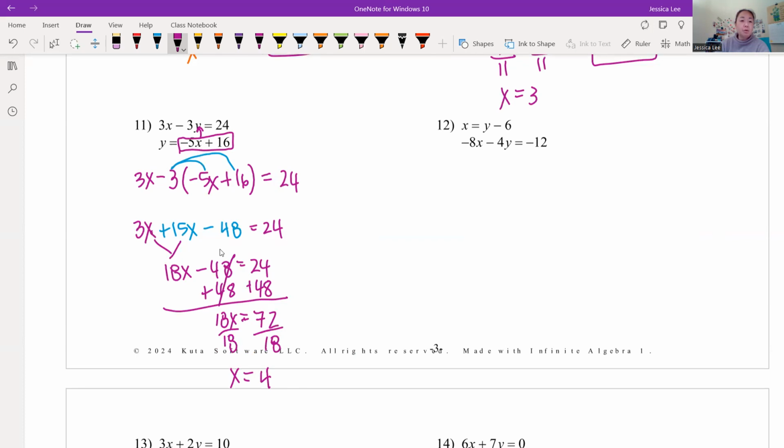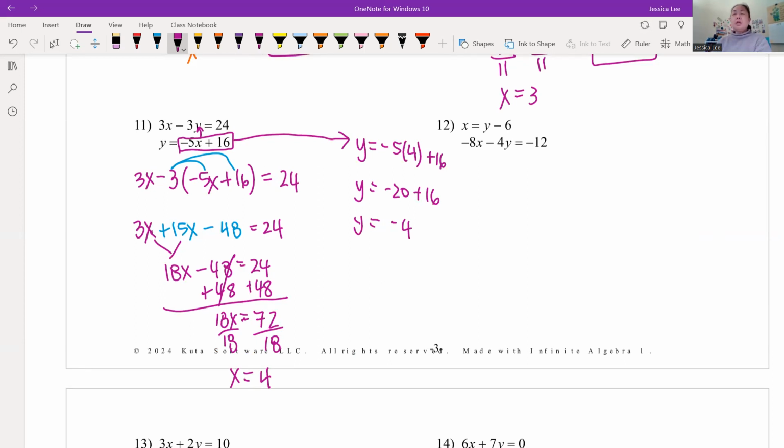I need to know what y is. I'm going to use the bottom one because it's already solved for y. So that makes it easier for me. So y is equal to negative 5 times x, which is 4, plus 16. So y is equal to negative 20 plus 16. So y is equal to negative 4.